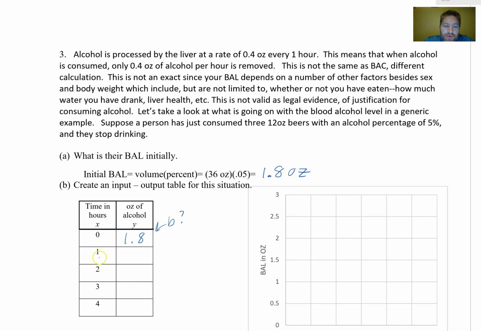Now, the liver will process 0.4 ounces every hour. So after 1 hour, it will remove 0.4 ounces. If you subtract 0.4 ounces, you get 1.4. And it will continue to remove until there's no more alcohol left. So 1.4 minus 0.4 would be 1 ounce, minus another 0.4 would be 0.6 ounces, and then minus another 0.4 would be 0.2. So after 4 hours, there's still 0.2 ounces of alcohol left in the system.